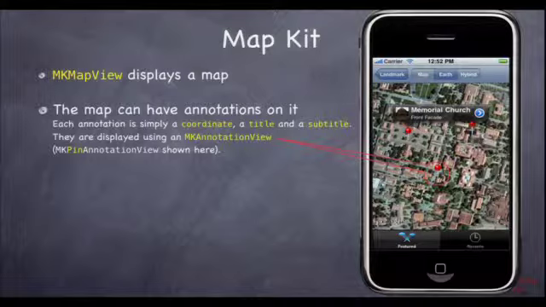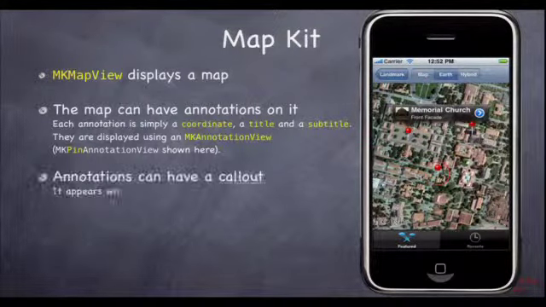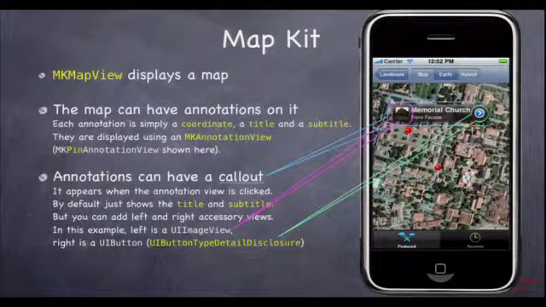So in this case, they're showing up as pins. You see these red pins are showing the annotations. And then annotations can also have a callout. So when you click on the pin, a little grayish rectangle can come up, like this one up here, and present some information. It's always going to present the title and the subtitle. The title's the big bold white, and then the subtitle's the smaller font. But it can also have a left and right callout accessory, like this image and this little button. Okay, so we're going to talk about how to make all that work.